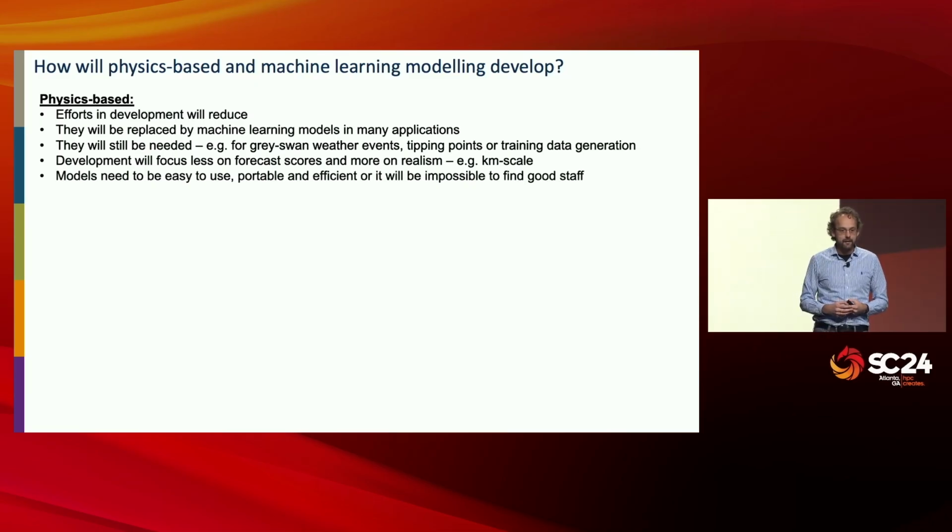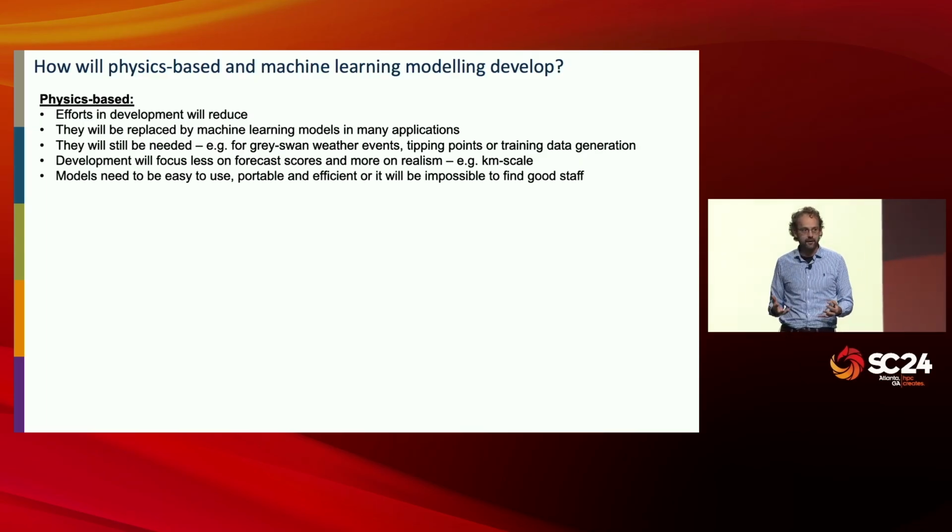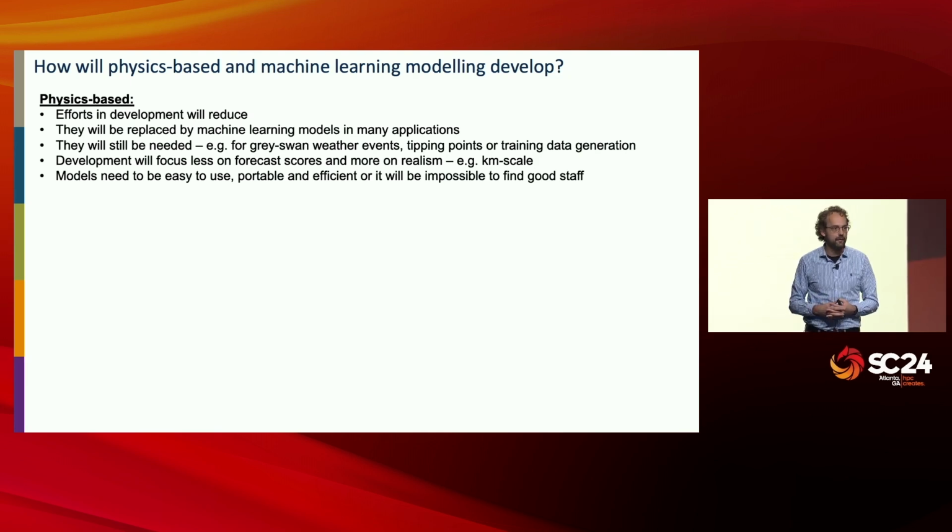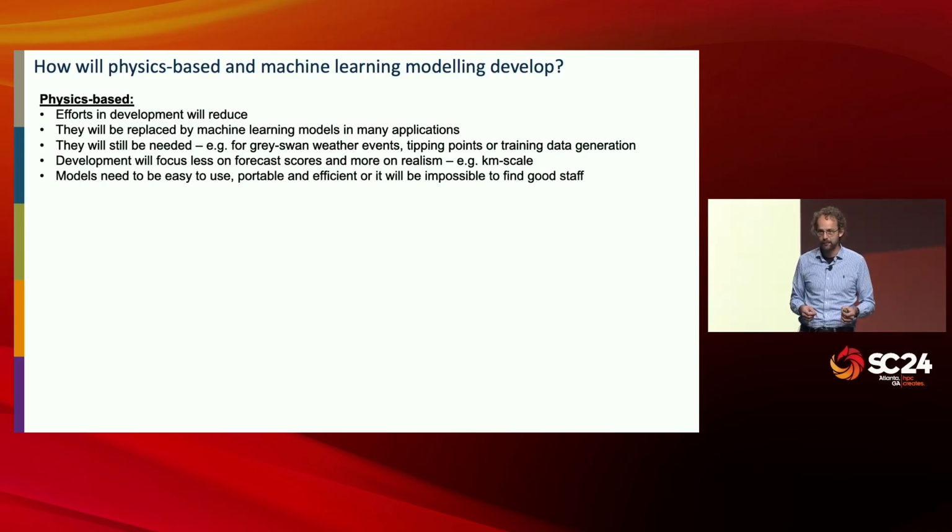And then the models will need to be very easy to use, portable, and efficient, because it's already difficult right now to find good people working on those models. If I go out in 10 years and ask a PhD student whether they're interested in running a 1 million lines of Fortran code model, they would probably say no. So I think we really have to think about how to make those models very efficient and easy to use, because otherwise it's going to be very difficult.